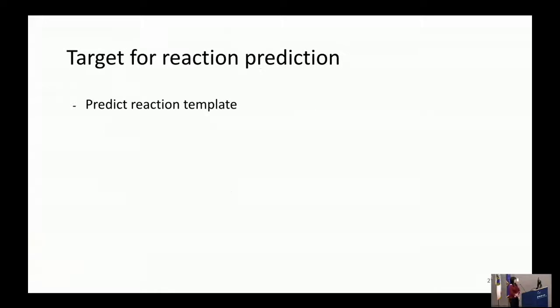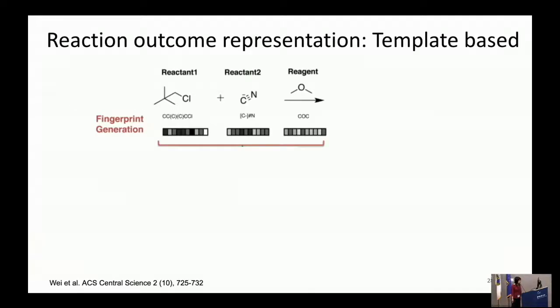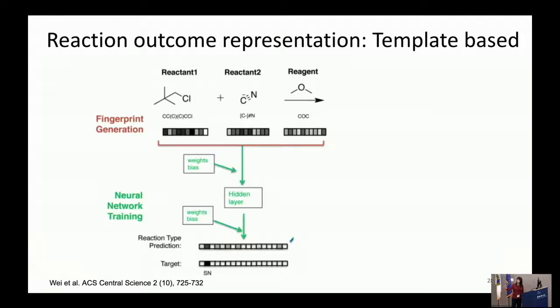So again, going back to the question of how do we frame reaction prediction in a way that a machine learning algorithm can generate a prediction? One way of doing this is by trying to predict a reaction template. What I mean is that given these reaction molecule inputs, I want to try to predict which template, which reaction is most likely to occur. You can think of this roughly as when they made chess playing algorithms, they also similarly needed to predict which move was going to help them win the game. So this is a similar idea.